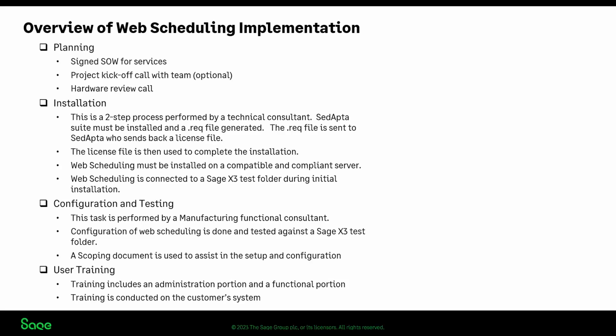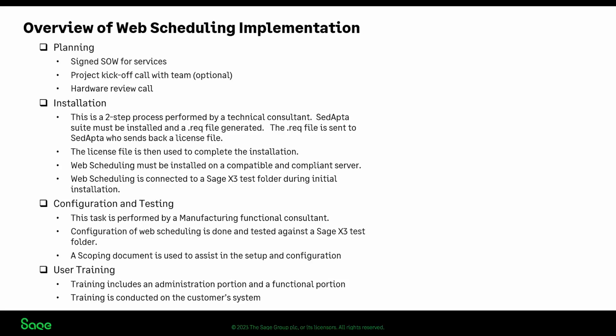So just to make sure everybody's clear about that, normally when you buy or you order X3, you get that license immediately. With web scheduling, it's a two-step process. So when you place that order, you don't necessarily get the license right back. We do a partial install, get the license, and then continue on.